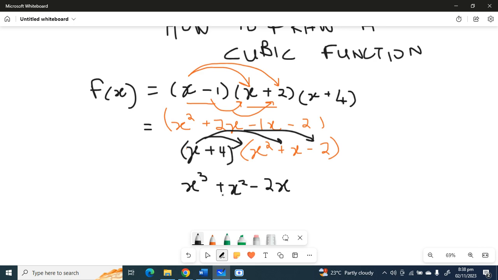And I'm going to say 4 times x squared, we get 4x squared. 4 times x, we get 4x. And then 4 times negative 2, we get negative 8. So it's just a matter of grouping like terms together.